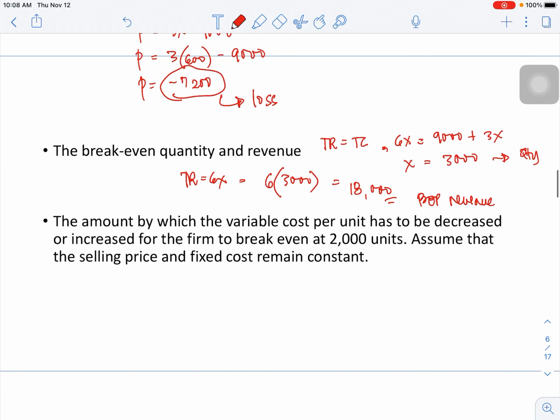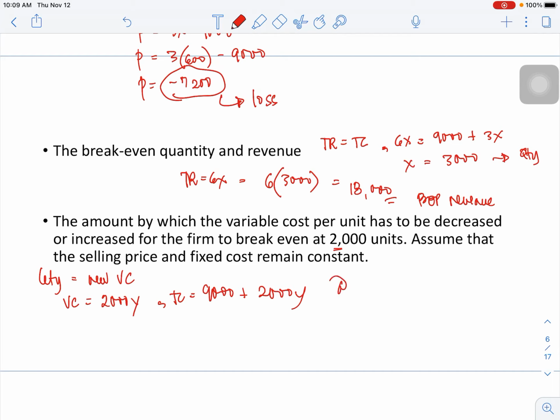Next, the amount by which the variable cost per unit has to be decreased or increased for the firm to break even at 2,000 units. Assume that the selling price and fixed costs remain constant. So here we have our new variable cost per unit. Let Y be our new variable cost. VC is equal to, the number of units is 2,000, so that's 2,000 Y. So our total cost now is equal to 9,000 plus 2,000 Y.